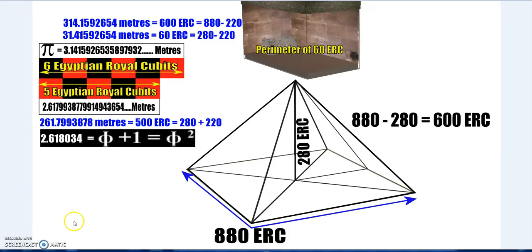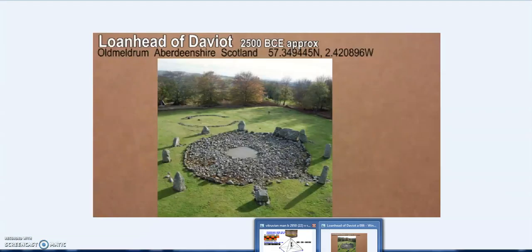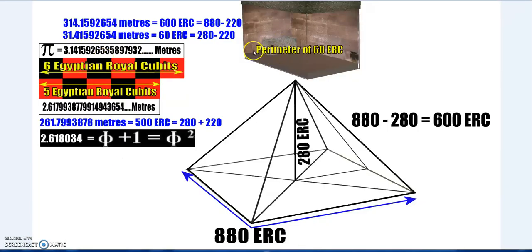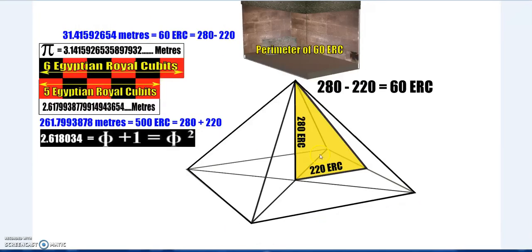Okay, so I'm going to pause for the moment. While we're on this, for instance, the perimeter of the King's Chamber is 60 Egyptian Royal Cubits, pi times 10 meters. Now it's right. And if we get the right angle triangle from the pyramid, 280 minus 220 is 60 Egyptian Royal Cubits, again pi times 10 meters.